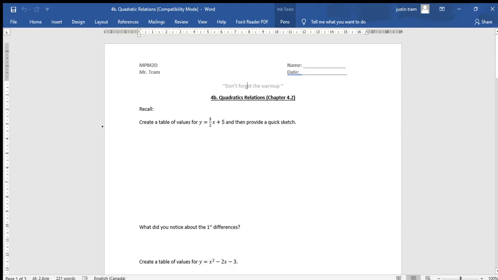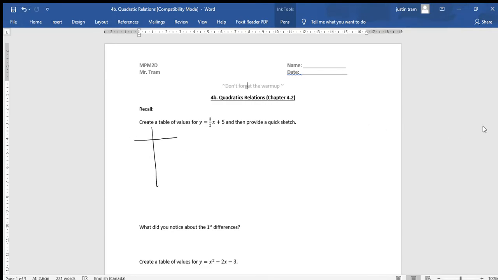Alright, so let's start off the top. Recall, create a table of values for y equals 3 over 2x plus 5, then provide a quick sketch. By now, you should look at that and realize that is a linear equation. Okay? It is a linear equation. You must be sick of it by now. That was the first part of grade 10 and most of grade 9. Let's create a table of values for this linear equation.